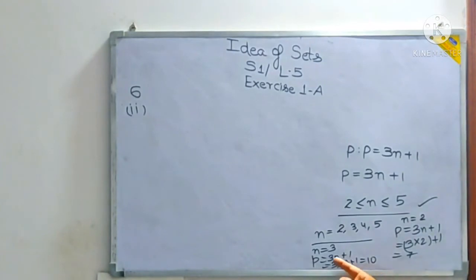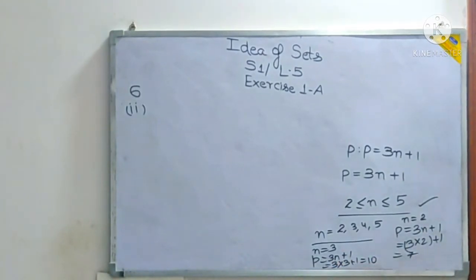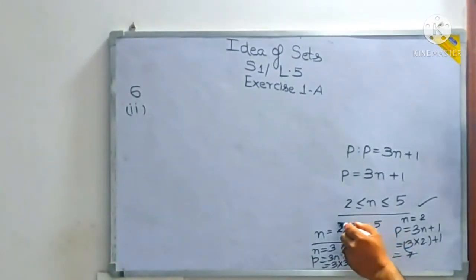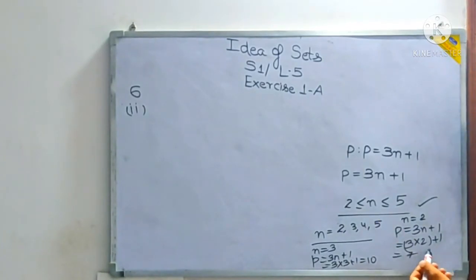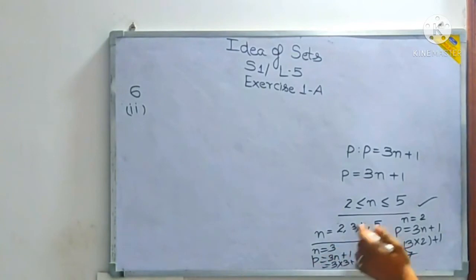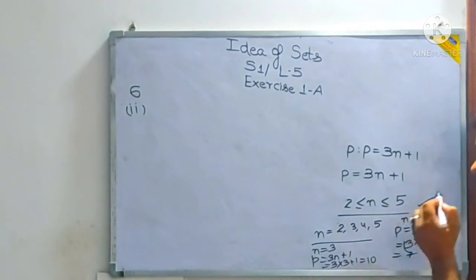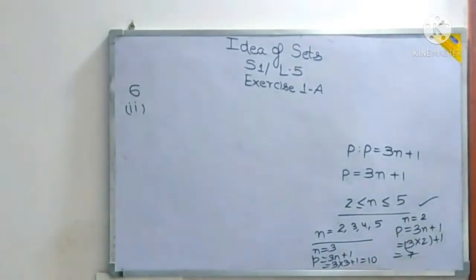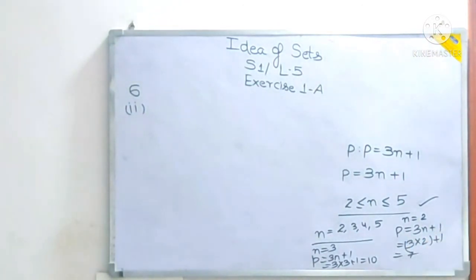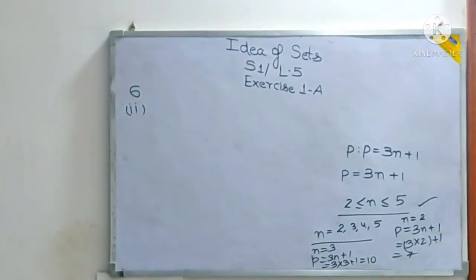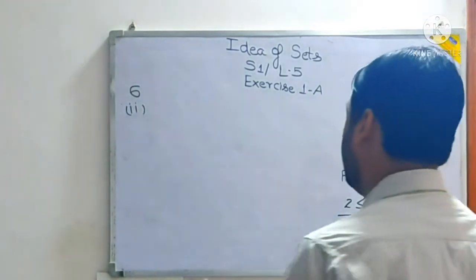That means you take the value of n equal to 2, then 7 comes. n equal to 3, 10 comes. n equal to 4, some value of P will come: 4 3s are 12 plus 1, 13. Then 5 3s are 15 plus 1, 16. So all these possible values of P will come, and those values of P you have to write under the braces.